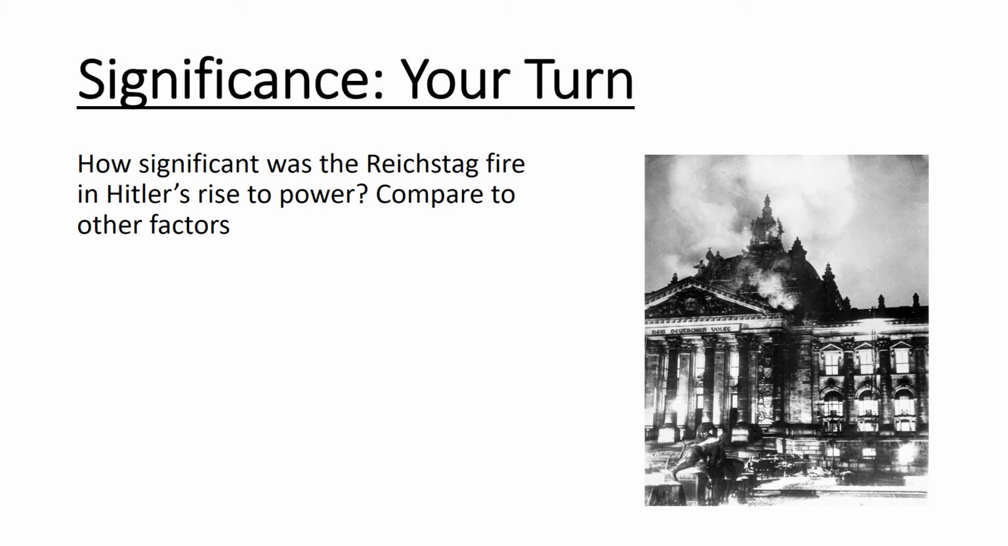And then to tie in with our Key Stage 4 specification, how significant was the Reichstag fire in Hitler's rise to power? And you need to compare to other factors. So other things that helped Hitler rise to power could include propaganda, the Night of the Long Knives, the weaknesses of Weimar, the Great Depression, the political scheming, anything like that.